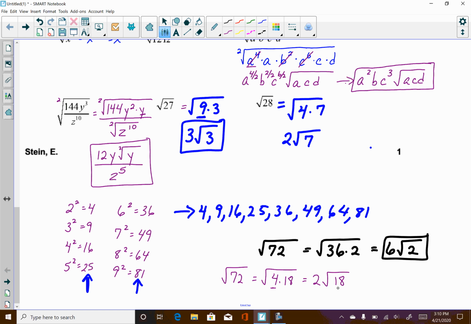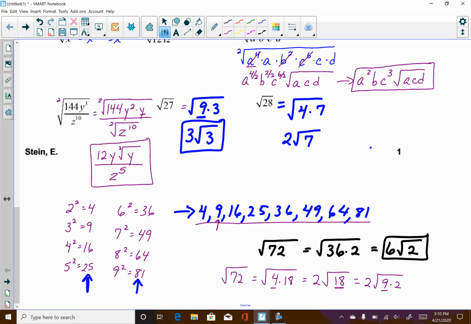But I can't stop here because with my number 18, there's still a number in my list up here that will go into 18 evenly. And hopefully you would agree that 9 would go in there. So I can just break down further. So this is, okay, well, 18 is the same as 9 times 2.